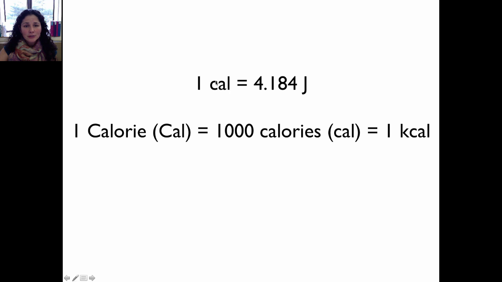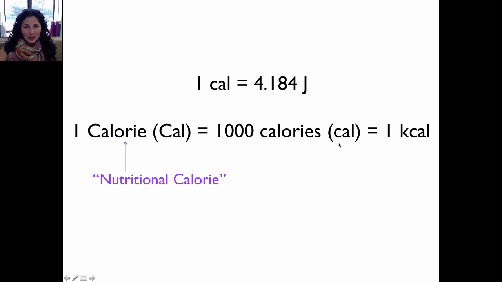Now notice that this calorie here has a lowercase c. Sometimes you'll see a calorie with a capital C, and this is a different kind of calorie. Here I've written calorie with a capital C, and its abbreviation is a capital C-A-L, Cal. One of these calories is different than this calorie. And in fact, a capital C calorie is something that we call a nutritional calorie. It's actually 1,000 of the regular English unit calories, or the lowercase c-a-l.